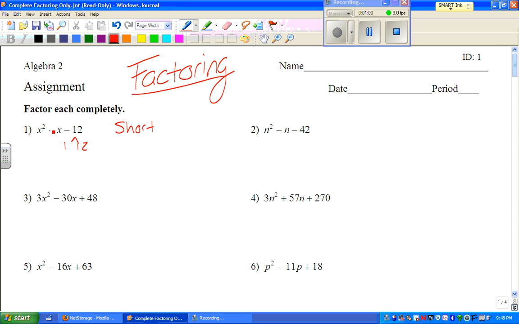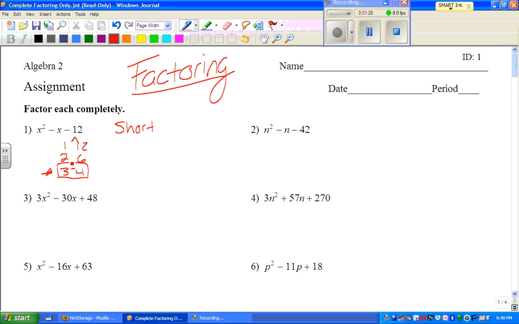Okay, I can't get 1 that way. I can do 2 and 6. Still can't get negative 1 that way. I can do 3 and 4. So I can actually get negative 1 by doing 3 and negative 4. So let's take a look at these. When I multiply these, I get negative 12. That's what I want. And when I add these, 3 minus 4, or 3 plus negative 4, I get negative 1. So these are the ones that work.